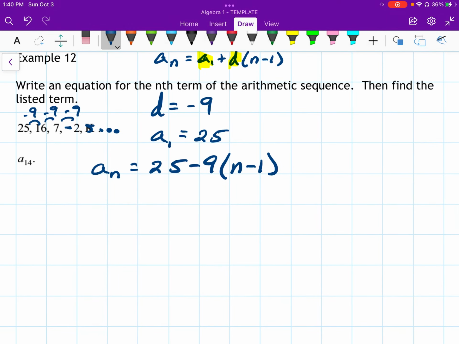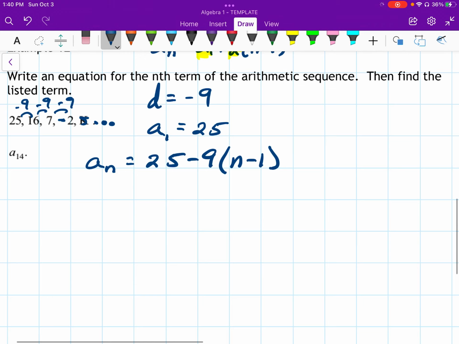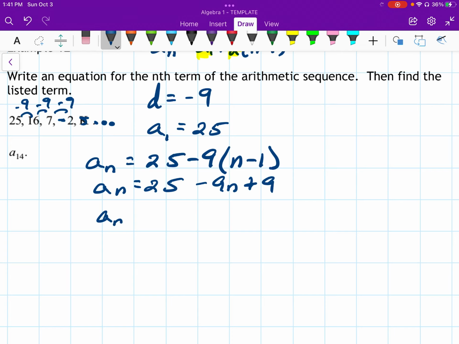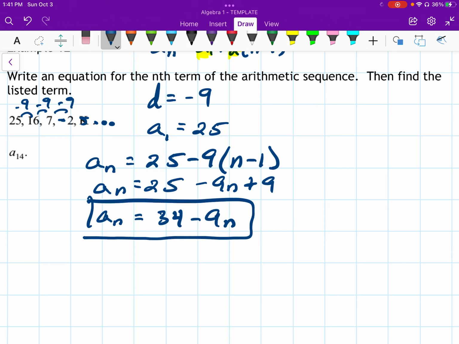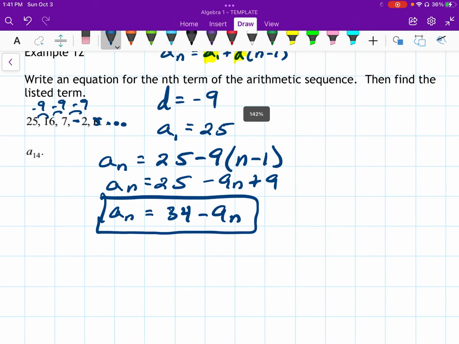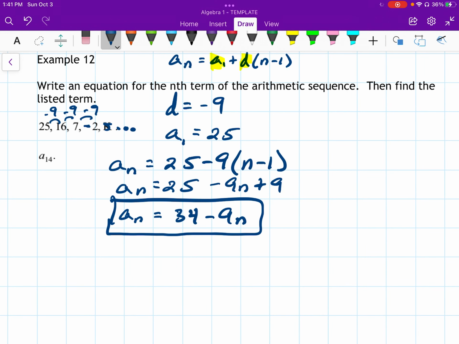Now that's good, that's our answer, but I want to simplify that a little bit. So I'm going to distribute my 9. I'll have 25 minus 9n plus 9. And that will give me a sub n equals, combining like terms, the 25 and the 9 will give me 34 minus 9n. And that's going to be our equation for the nth term.